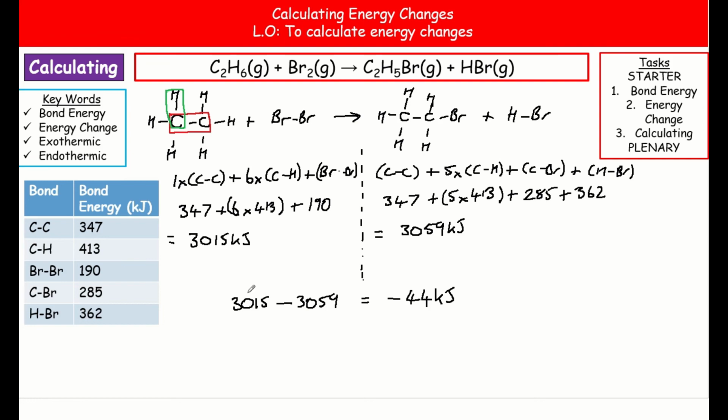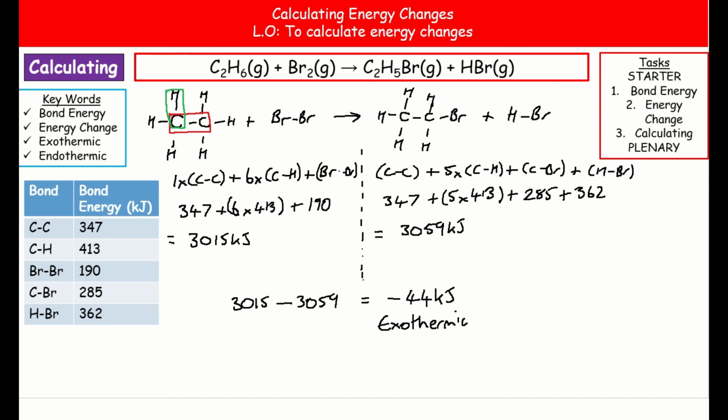So because obviously it's the reactants minus the products every time, the sign is important, because in this case it's a negative value. So that tells us this is an exothermic reaction, because we're giving out 44 kilojoules of energy, so it's going to heat up. Anytime we've got that negative sign, it's exothermic. If it was positive, it would be an endothermic reaction.